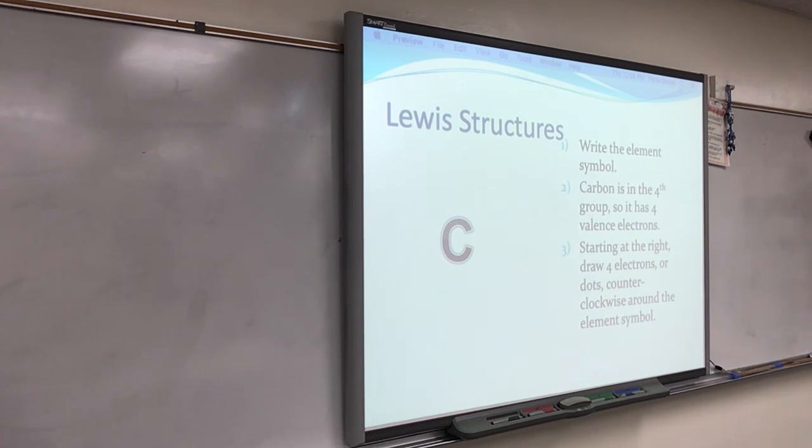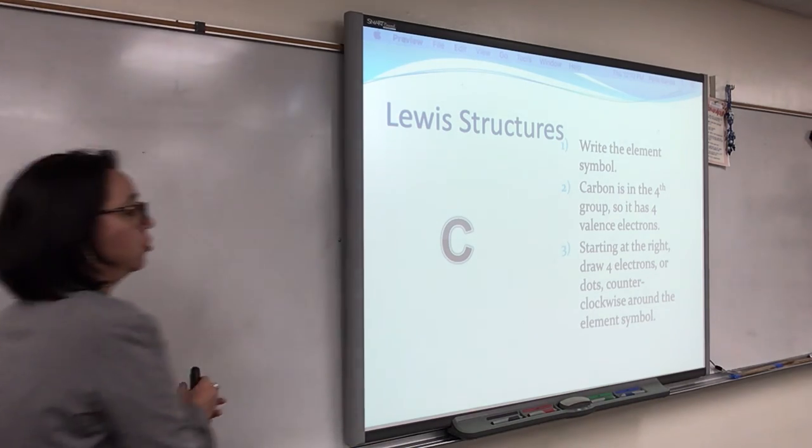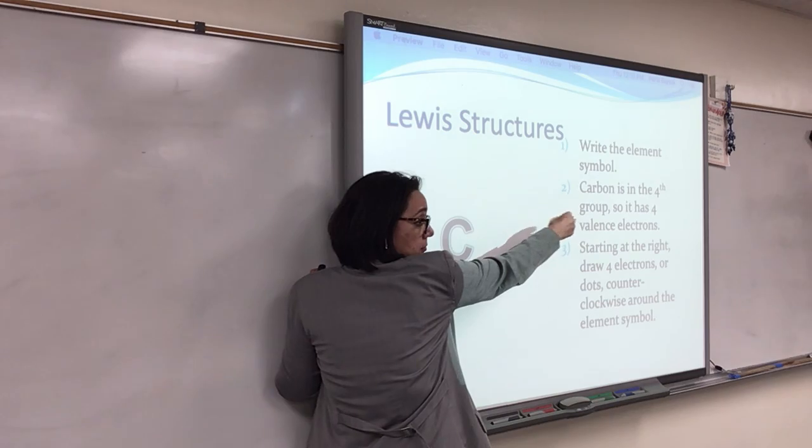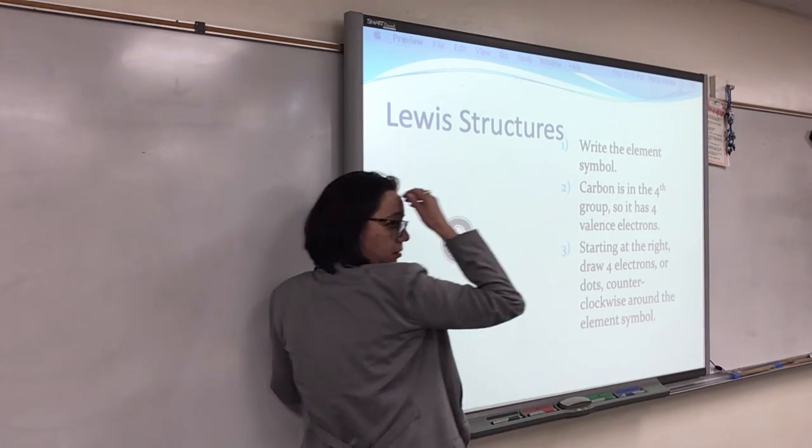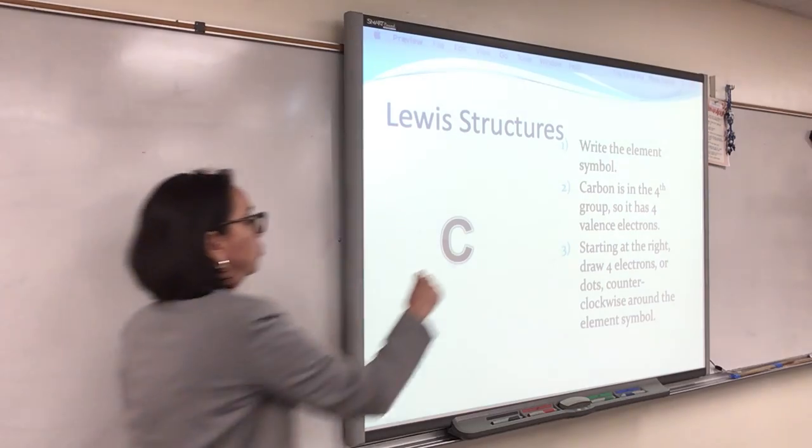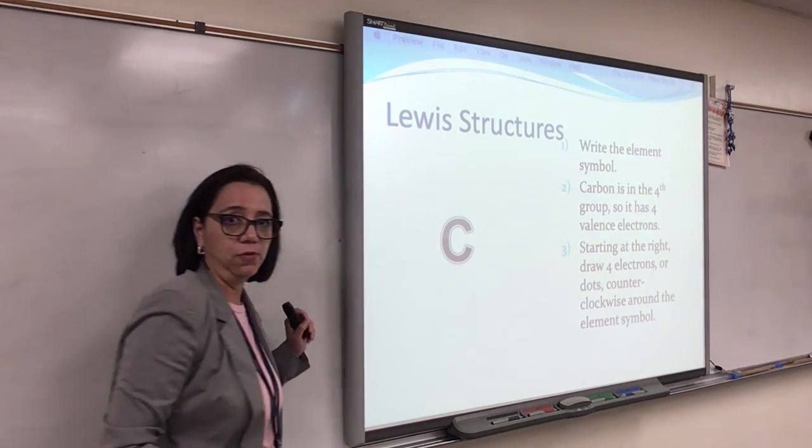Then we need to know in what group carbon is. See it in your periodic table. You all should have your periodic table out. Group 14, also known as 4A. So how many valence electrons will it have? 4. Those are the 4 valence electrons that we're going to draw. We're always going to start on the right, and then we're going to go counterclockwise.